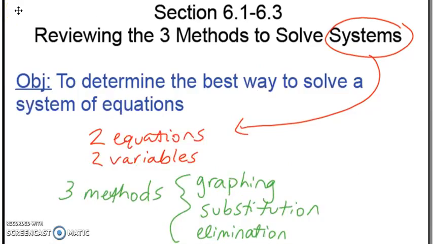So that's just a little recap of the three methods that you have learned to solve a system of equations.